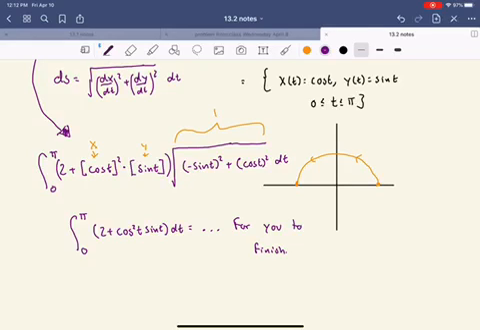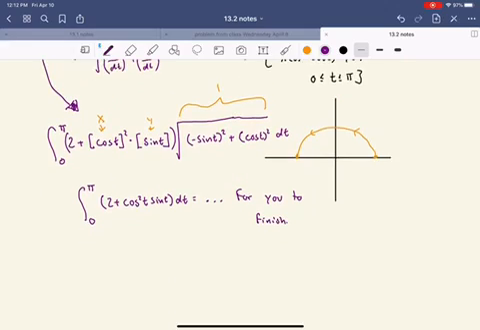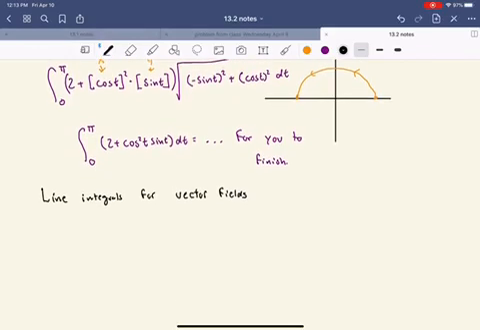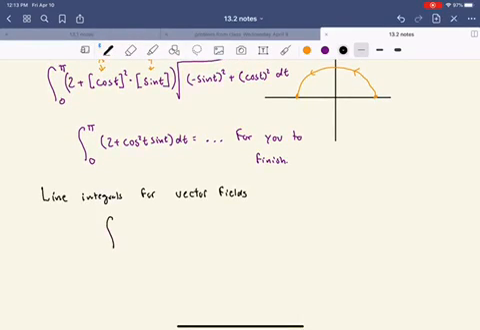All right, let's talk about line integrals for vector fields. There's just a slight difference. What we're going to be having is the integral over a curve C of F, and then we're going to dot it with dr.